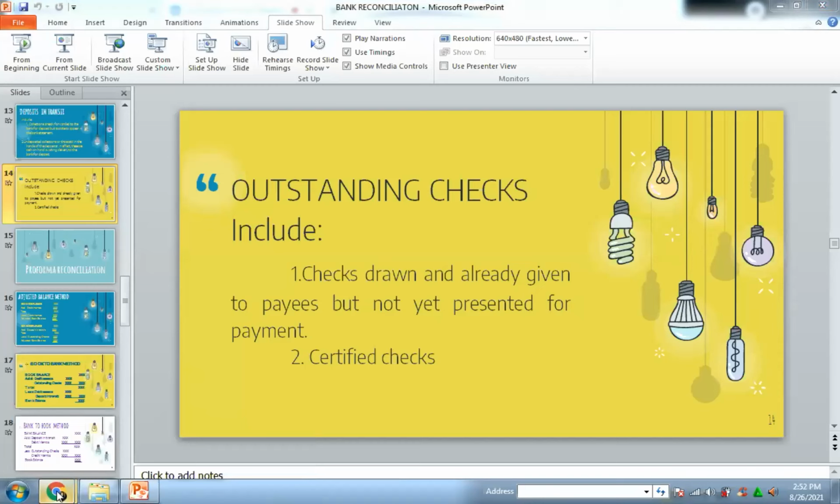And the error, kung si bangko yung nakagawa ng kasalanan, then siya yung mag-a-adjust ng errors. Depende then kung na-overstate niya or na-understate niya yung cash. So yun, same lang sila.